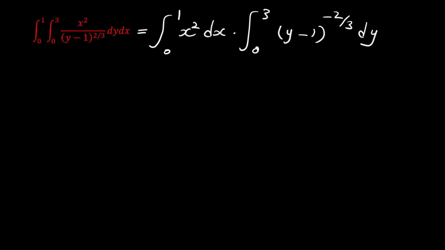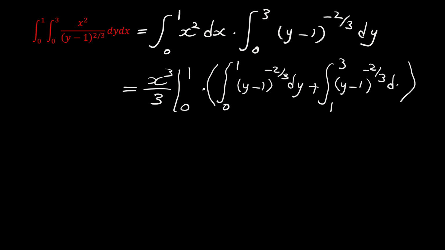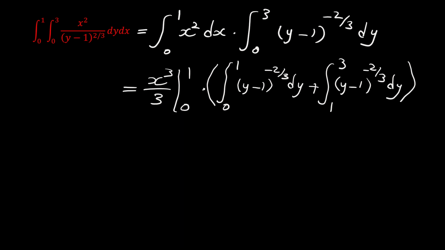For the first integral, we can easily use the power rule. The integral of x^2 is x^3 over 3 from 0 to 1. But for the next integral, we have to write it as the integral from 0 to 1 of (y - 1)^(-2/3) dy plus the integral from 1 to 3 of (y - 1)^(-2/3) dy. The value of the first expression is 1 over 3, because if we plug in 1, this is 1/3, and if we plug in 0, this is 0. So this is only 1/3. We have to multiply 1/3 in the bracket.